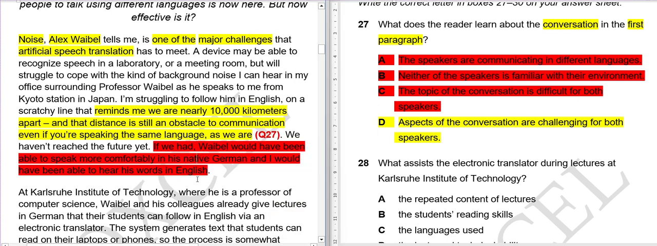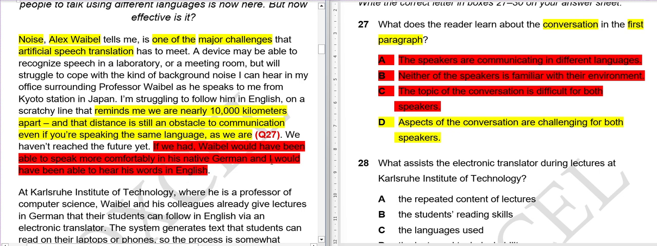It is not the answer because this is an imaginary case. If we had, it is hypothetical. They are saying that if this had been the case, we would have been able to talk in our native languages. Like Webel's native language is German, and the automatic translation would have translated it into English.